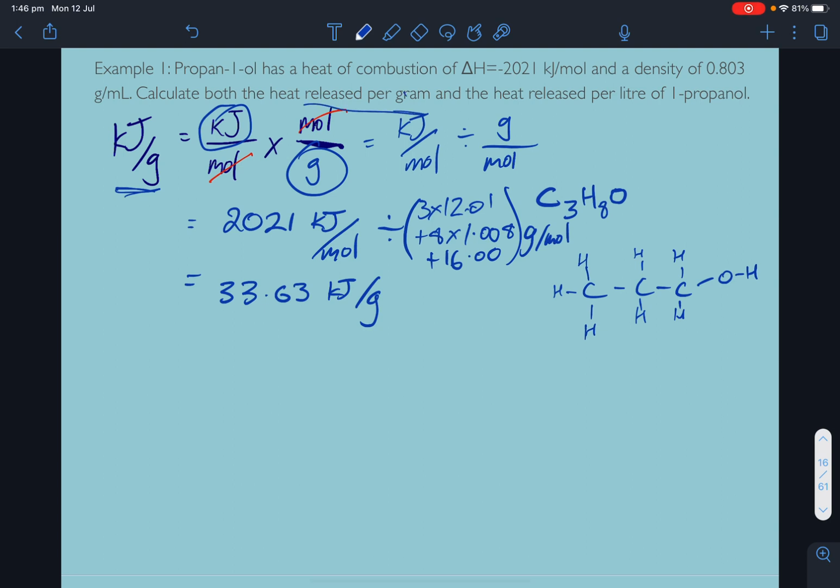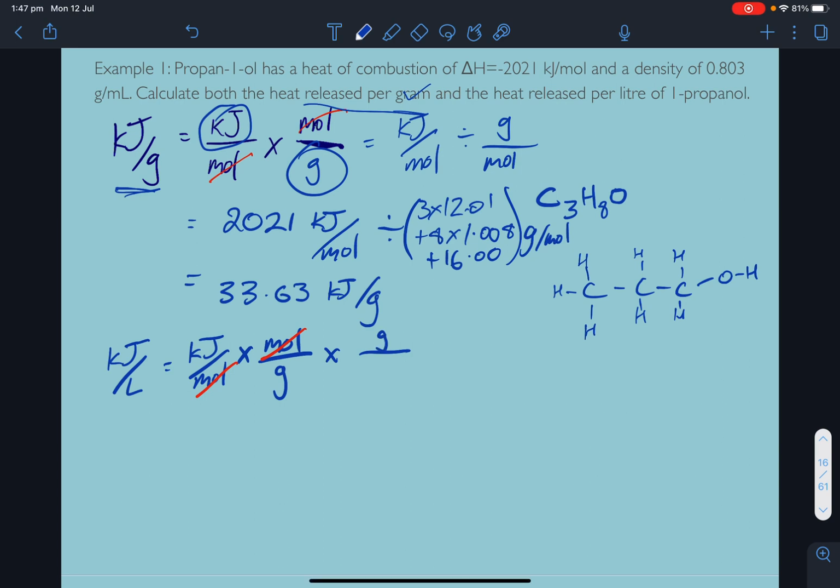Heat release per gram, tick. Heat release per litre: kilojoules per litre is what we want. What have we got? Kilojoules per mole. And we want to get rid of the moles. We don't know how many moles per milliliter, but we can connect it to the mass, just like we did in the earlier one. But now we've got to add on another thing, because we've got some units we want to get rid of. We got rid of moles, but grams are not on the bottom, so in the third fraction we're going to put grams up the top.